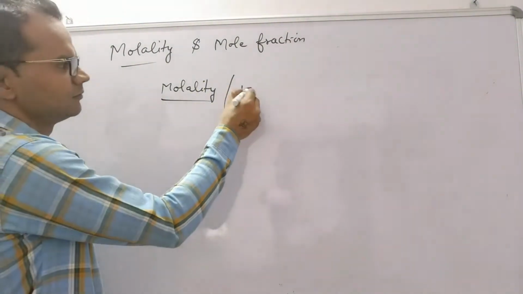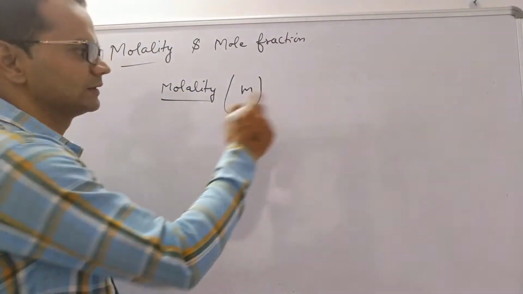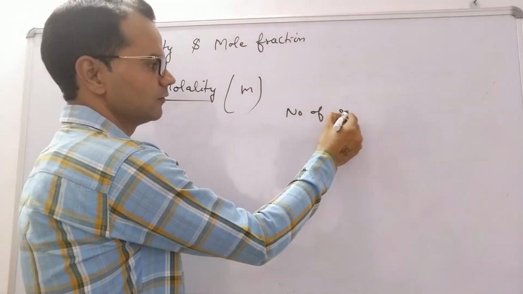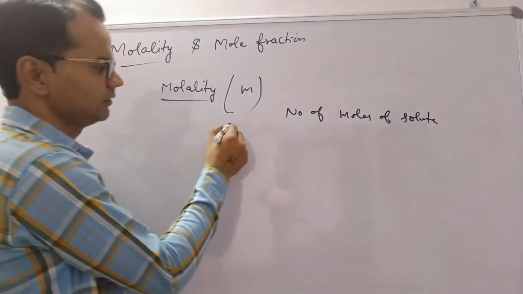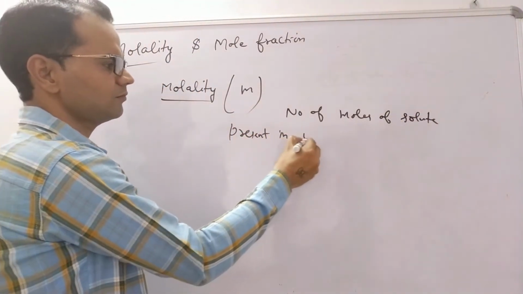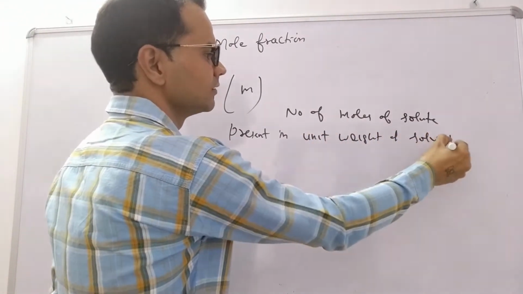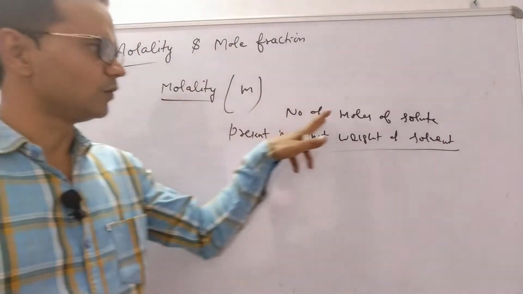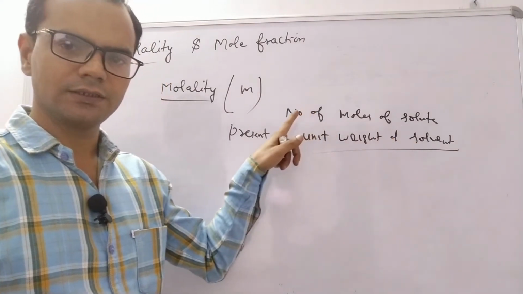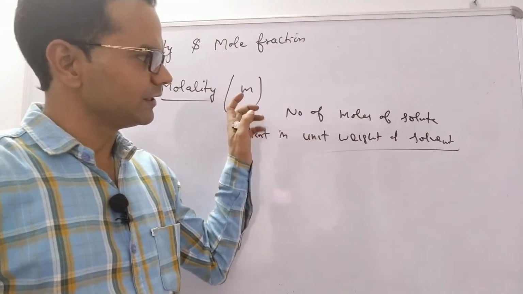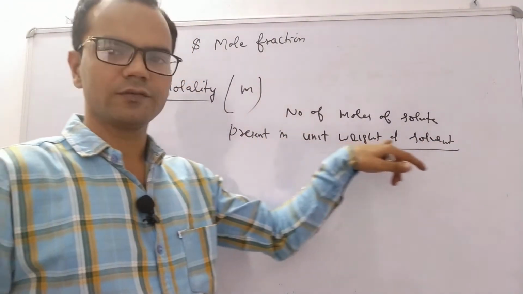denoted by small m. Molality is defined as the number of moles of solute present in unit weight of solvent. Number of moles of solute present in unit weight of solvent. See the difference from molarity and normality. There we had volume of solution, but here we have unit weight of solvent.